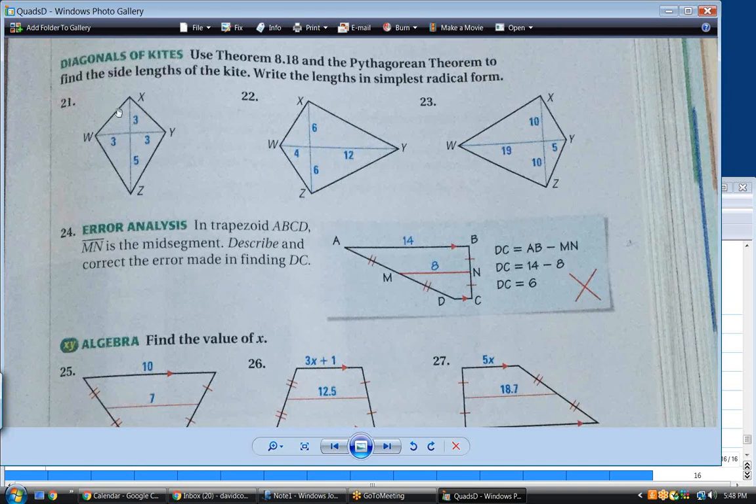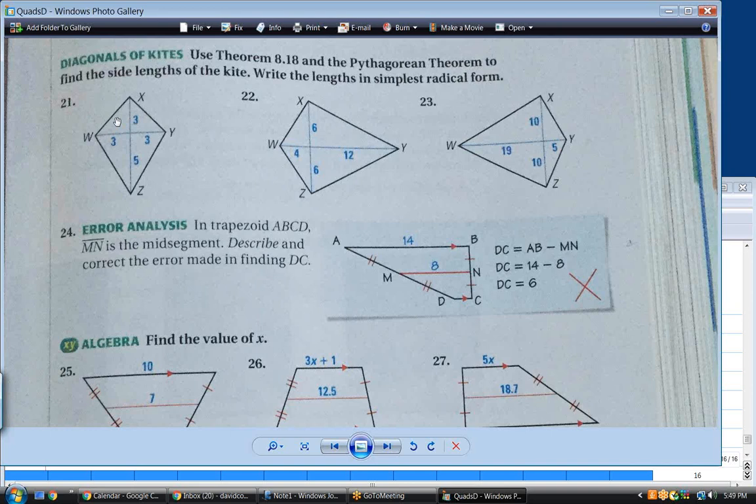This triangle right here, what is that hypotenuse equal to? Start your answer with what? Square root of. So what is it the square root of? 3 squared plus 5 squared. No, we're looking at this triangle right here. So the sides are 3 and 3.